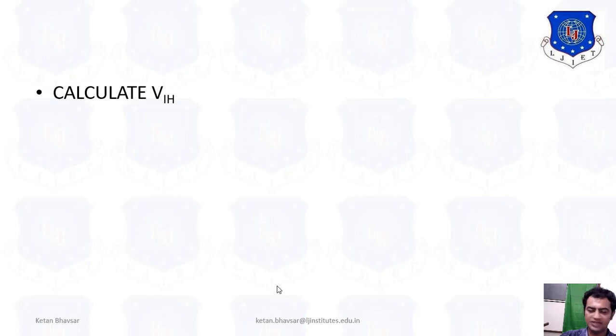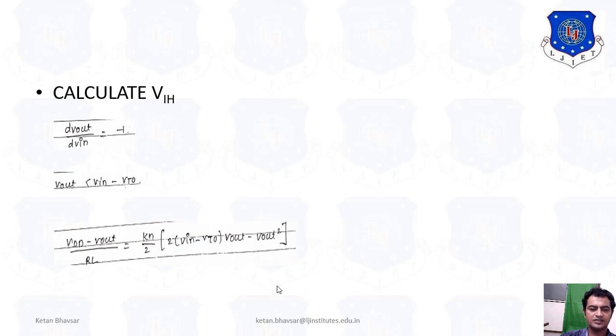Similarly, we calculate the equation for VIH. We have a similar situation for VIH: dVout upon dVin is equal to minus 1. So Vout is less than Vin minus VTO. So (VDD minus Vout) divided by RL is equal to Kn by 2 into (Vin minus VTO) into Vout minus Vout square. Now, same as before, we differentiate both sides with respect to Vin. So finally we get minus 1 upon RL into dVout upon dVin is equal to Kn by 2 into (Vin minus VTO) into dVout upon dVin minus 2 Vout dVout upon dVin.